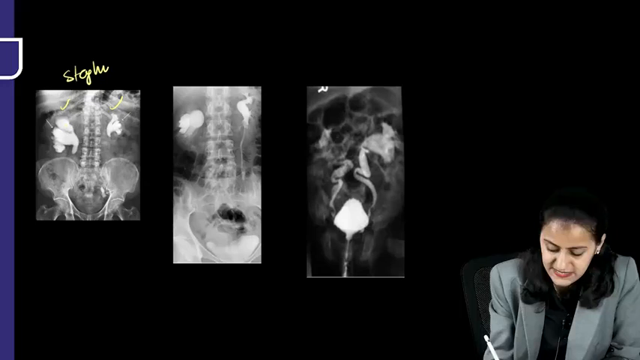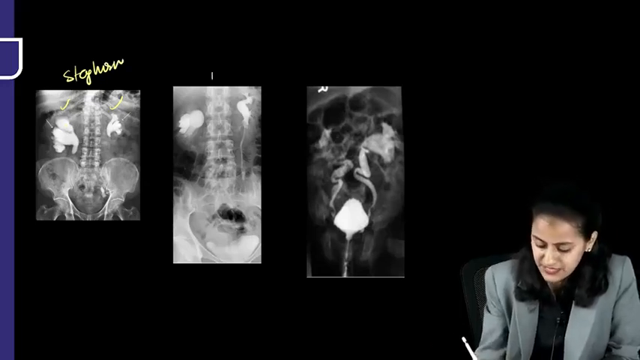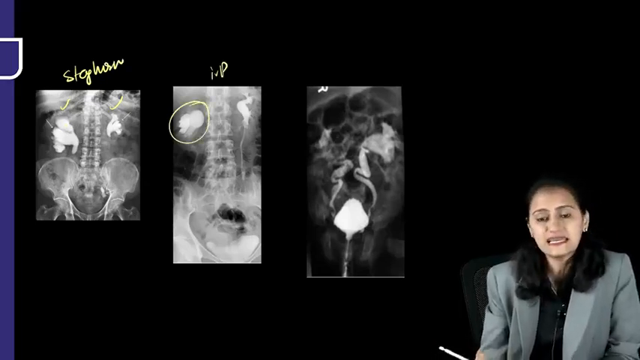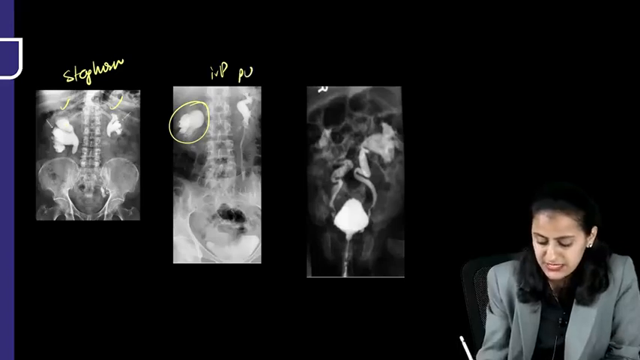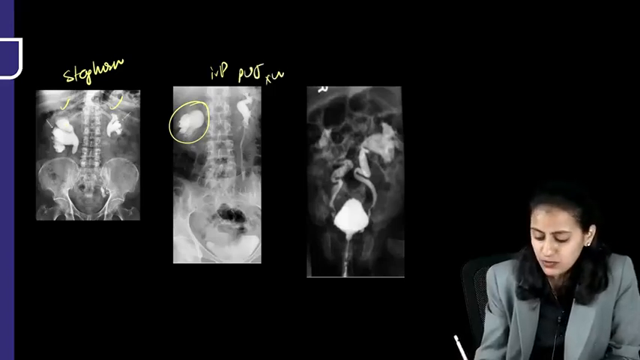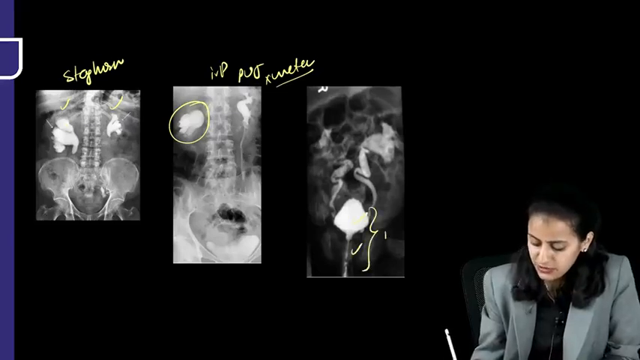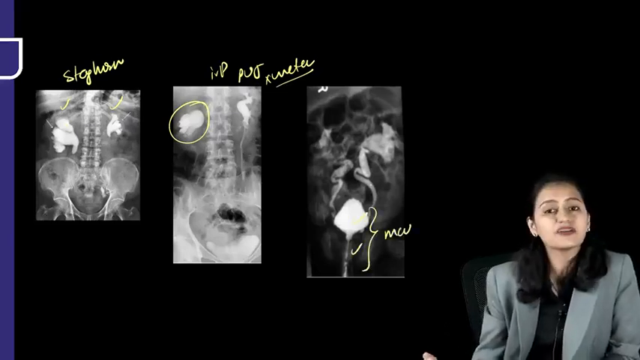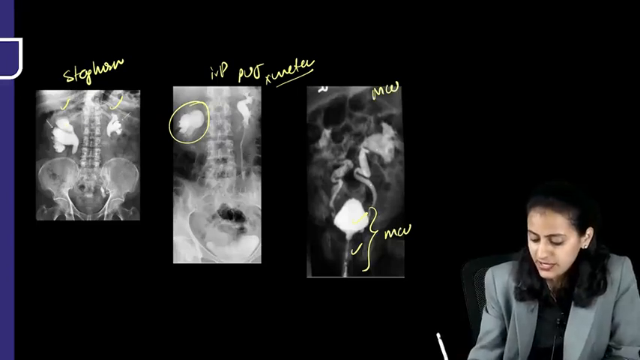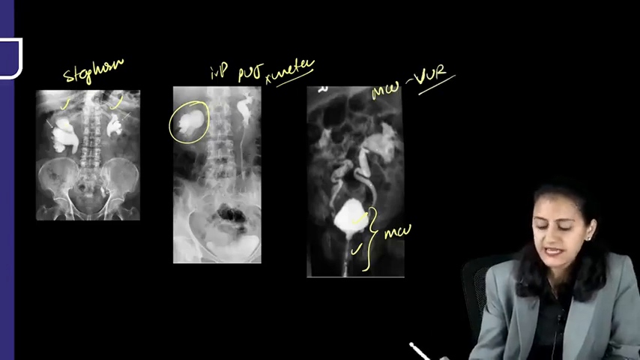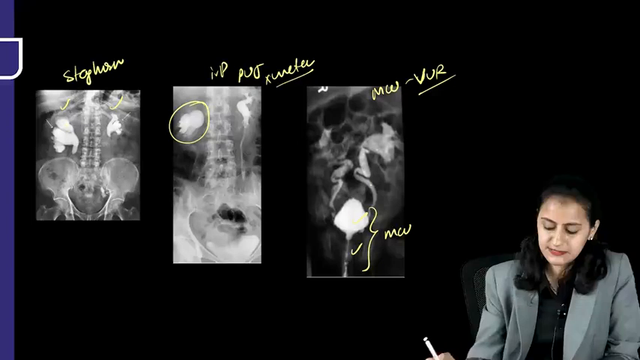like this is the Staghorn calculus. If it's an IVP, the kidney dilated without the ureter, then it is a PUJ obstruction. You will not see the ureter here. If it's an MCU, the cystourethrogram, you are seeing the contrast in the ureter and kidney. So in an MCU, this is a vesico-ureteric reflux.